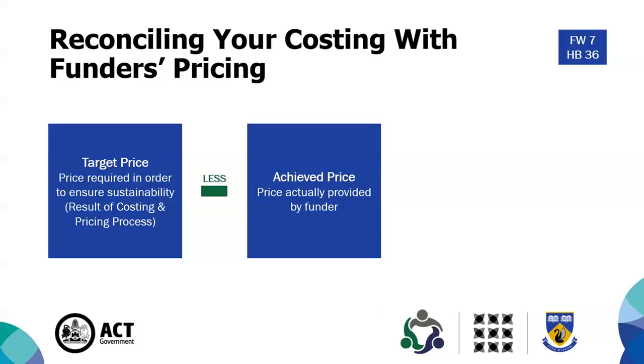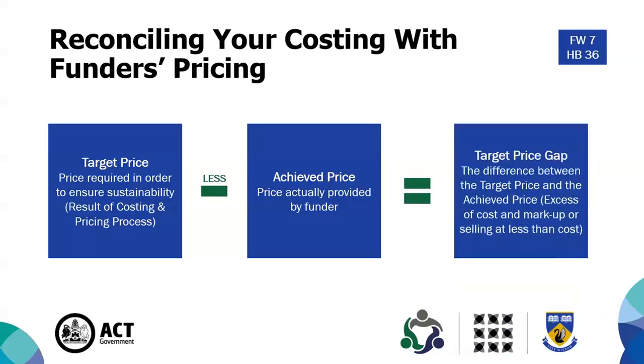But on the other hand, if it was more than the target price, then we would have a positive target price gap and we would be happy with regard to sustainability going forward because we're not only making a profit, we're making money ahead of our profit, or in excess of our profit. To that extent, then, our job is to look at the target price gap, which is the difference between the target price and the achieved price, or the excess of cost and markup, or selling at less than cost.